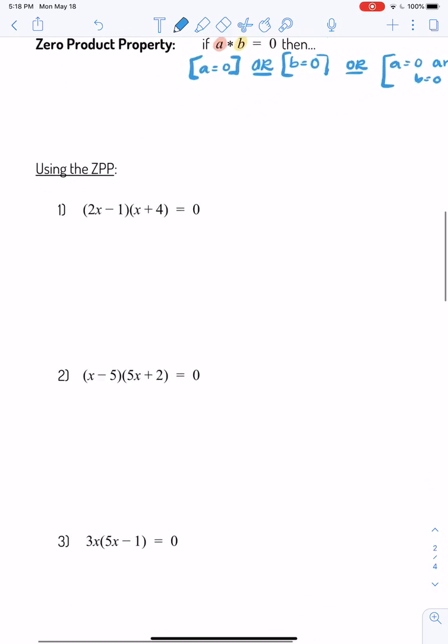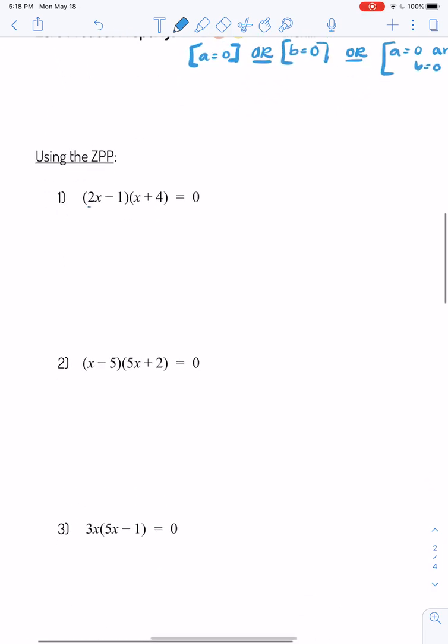So here we're given a quadratic in factored form, and we know that the quadratic equals 0. And we're asked to find for what values of x makes this true. So here we actually have A times B equals 0. So what we're going to do is set A, 2x minus 1, equal to 0 to figure out what value of x makes this equal to 0. So add 1 to both sides, divide by 2, we get x equals 1/2.